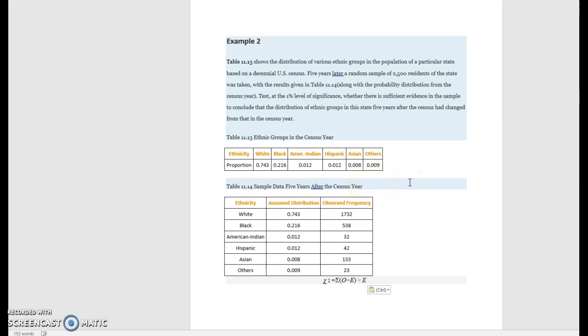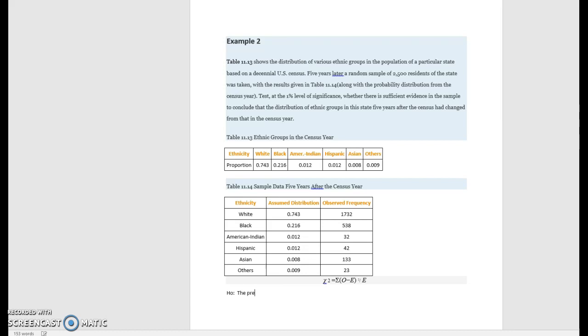We're going to test at the 1% level of significance whether there is sufficient evidence in the sample to conclude that the distribution of ethnic groups in this state 5 years after the census had changed from that in the census year. Okay, so let's start out with our null hypothesis. In the case of these chi-squared problems, our null is always going to be that the distribution that was from the previous census is valid.